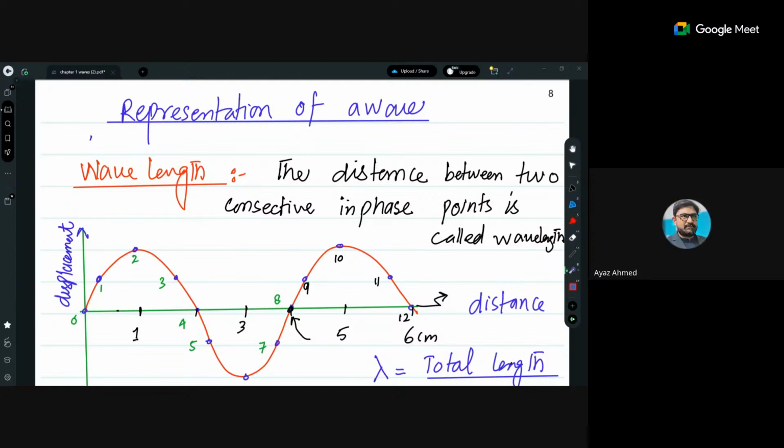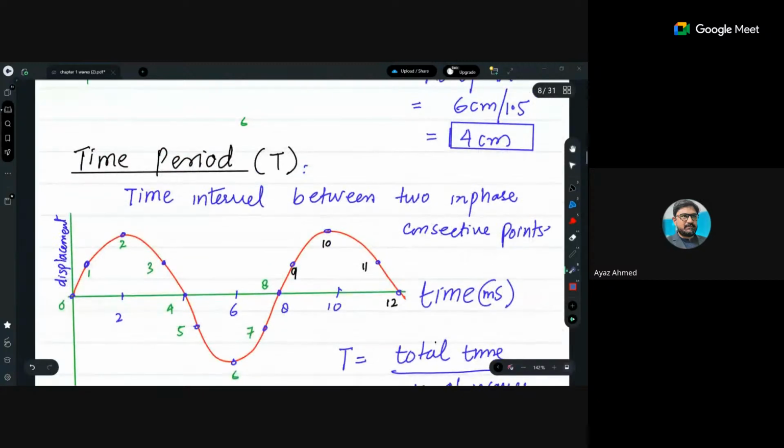Yes. Okay, so here this is basically the representation of the wave. So when a wave is represented, one representation is that we can have its displacement and distance representation, and the second is its displacement and time representation. So these are basically two representations of a wave, in which one of them is displacement and distance, and the second one is displacement and time. Got it?